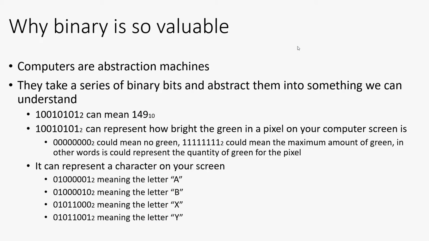So why is binary so valuable? We talked a little bit earlier about how it's easy to implement in a machine. The switch is on or off, the transistor is on or off, the relay is closed or open. It's easy to implement in physical hardware.